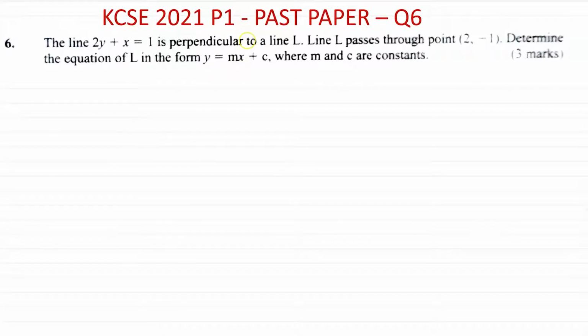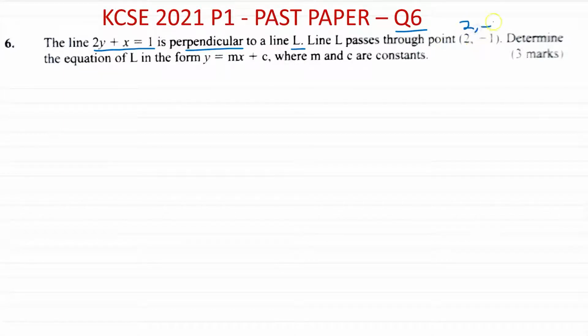In this session, we are going to solve question 6 from the KCSE Mathematics Paper 1, and it's to do with equation of a straight line. So we're told the line 2y plus x is equal to 1 is perpendicular to a line L. Line L passes through point (2, -1).